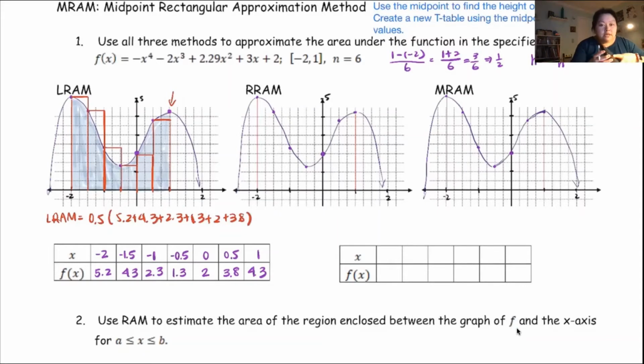In the interest of time, let's go ahead and use our calculator to help us, because I don't want to spend time doing this all in our heads. So 5.2 plus 4.3 plus 2.3 plus 1.3 plus 2 plus 3.8. Check my numbers: 5.2, 4.3, 2.3, 1.3, 2, 3.8. I get 0.5 times 18.9. So my approximation for this particular area is roughly 9.45. Okay, 9.45.